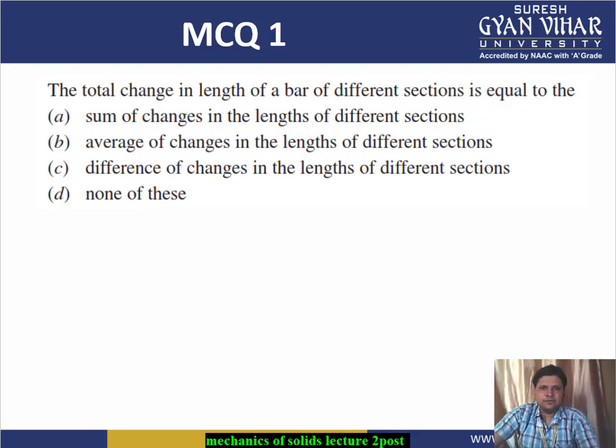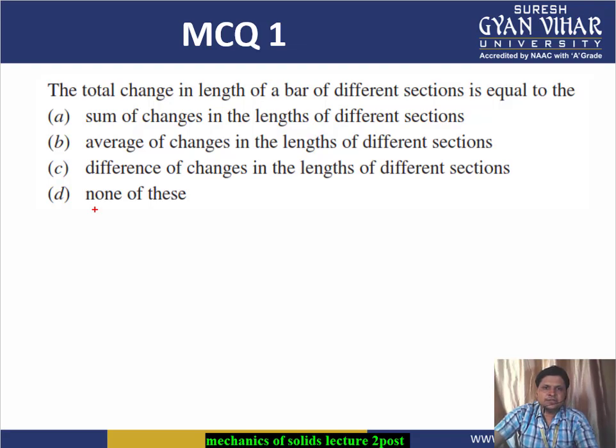Starting with multiple choice question number 1. The total change in length of a bar of different sections is equal to: option A, sum of the changes in the length of different sections; option B, average of the changes in the length of different sections; option C, difference of the changes in the length of different sections; and option D, none of these.